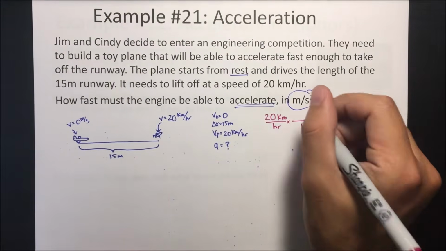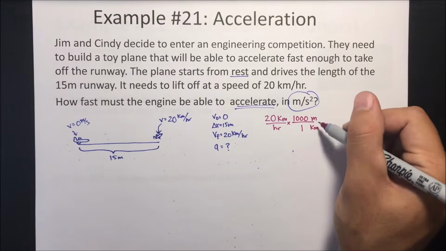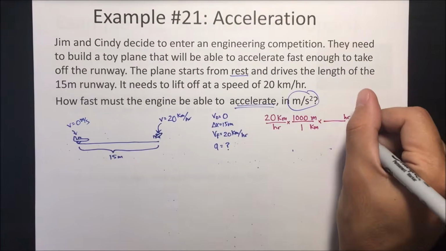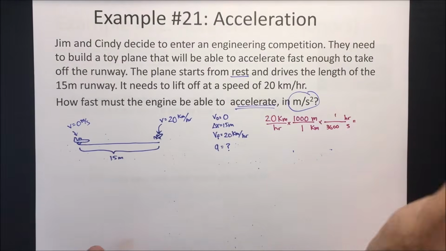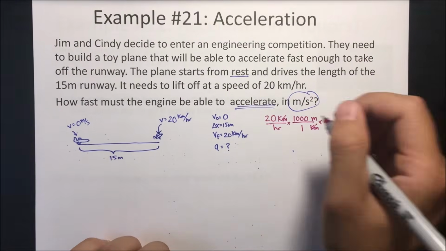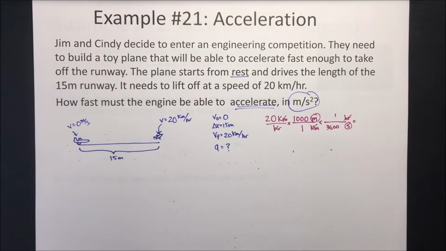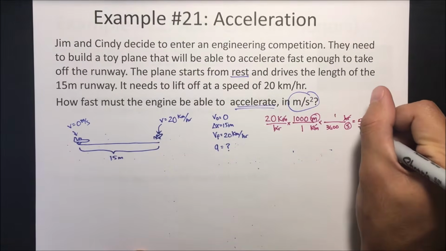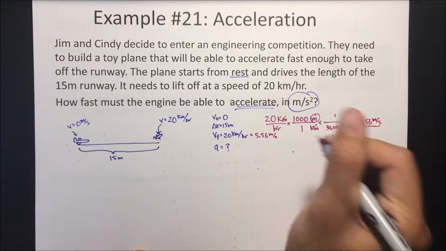We know 1 kilometer is equal to 1,000 meters. Whenever you see this K, it stands for 1,000. And then we know that 1 hour is equal to 3,600 seconds. Get rid of this kilometer, get rid of this hour, and we get what we want, our meters and seconds. Do a little bit of algebra, and we get that this is going to be equal to 5.56 meters per second.